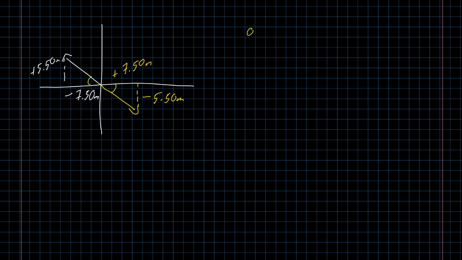And if I take opposite divided by adjacent, well, I have 5.5 divided by negative 7.5. My calculator tells me that that's negative 0.733. Or if I took negative 5.5 divided by positive 7.5, I would still get negative 0.733.